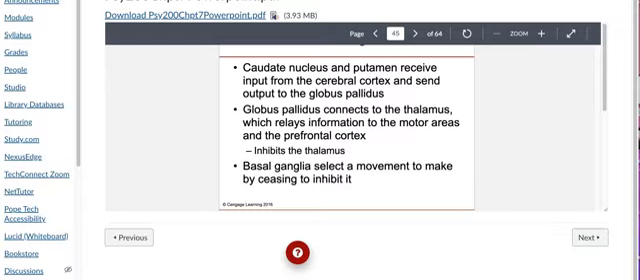Here's the main idea. The direct pathway facilitates movement. It's the go signal, allowing a motor plan to proceed. The indirect pathway inhibits competing movements. It's the stop signal, suppressing unwanted actions. Dopamine from the substantia nigra pars compacta fine-tunes this balance, boosting the direct pathway and dampening the indirect one. This system ensures you don't activate every possible motor program at once. Instead, the basal ganglia select the best one for the situation.